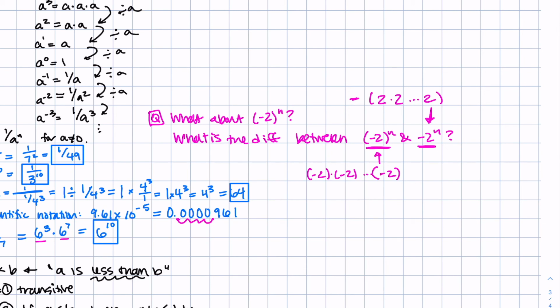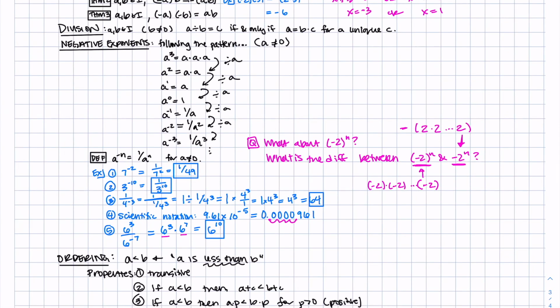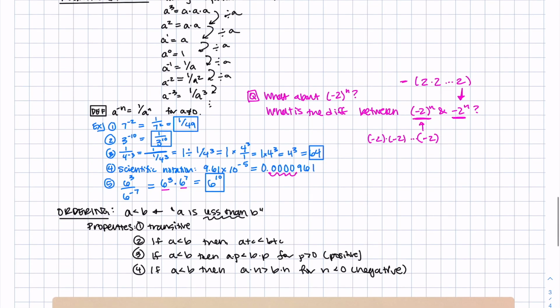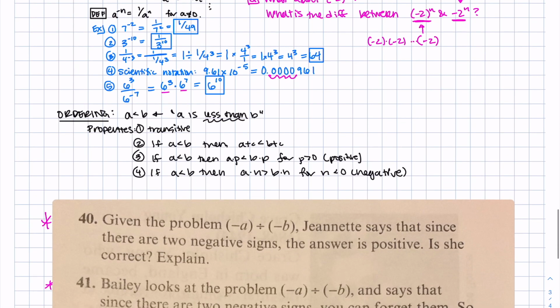So if the parentheses are there, it's telling you to raise the whole thing to the power, to include the negative. If they're not there, the negative we can imagine is out front. So it's like saying negative 1 times 2 to the n. Okay, so that's just a comment about notation, and that's really just a notational convention. It could have gone either way.